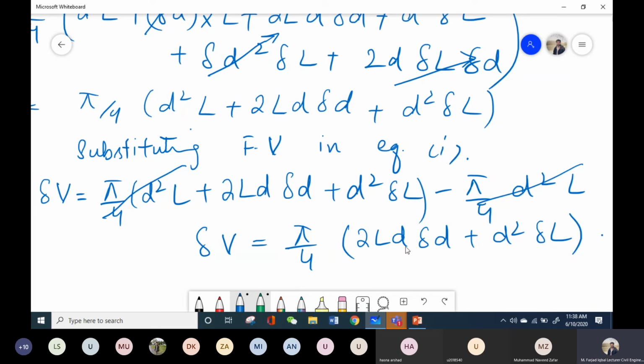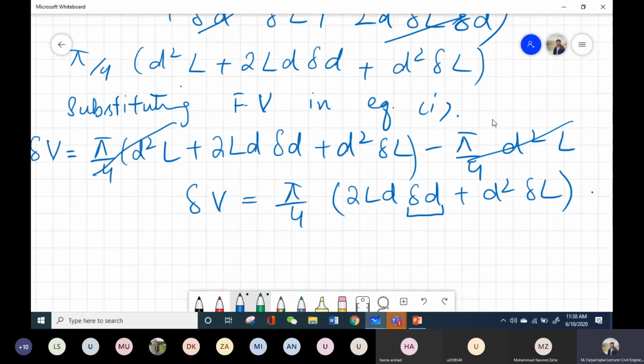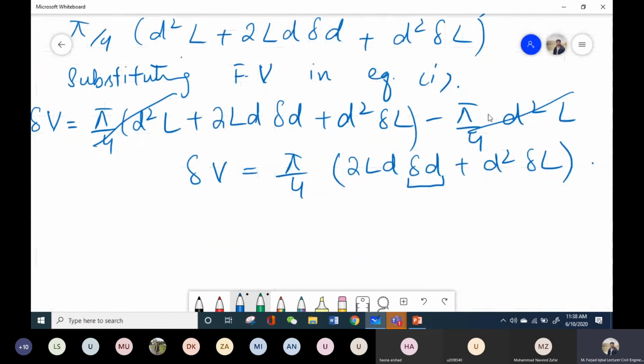Now, if we know the length and diameter, we can calculate the change in volume. But again, in this equation we have this factor delta D, which won't be given in the question. If we can remove this factor as well, it would be more convenient for us to calculate the change in volume of the cylinder. So let's try and do that also. Any confusion up till this point about how we got here?